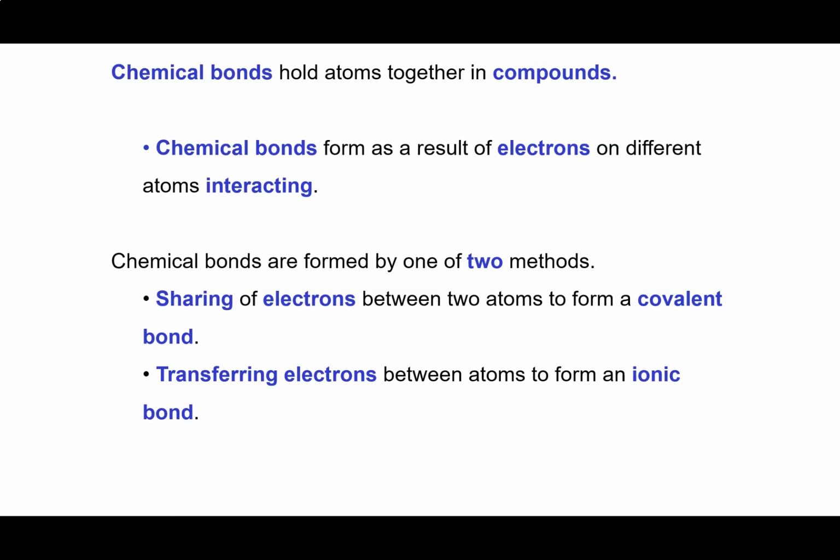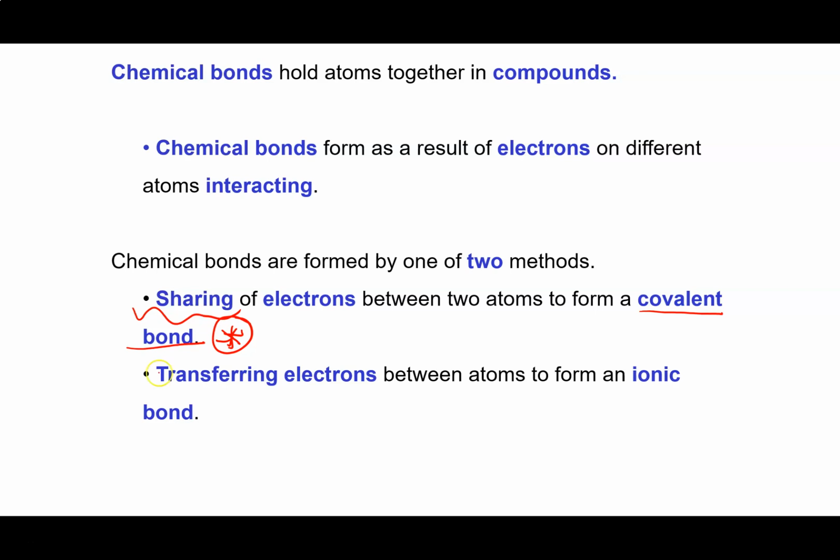And there's two ways that this can happen. There's what we call sharing of electrons, where two atoms come together and their electrons kind of mingle. And when this happens, we form what's referred to as a covalent bond, and that's what we're going to be talking about in this chapter.